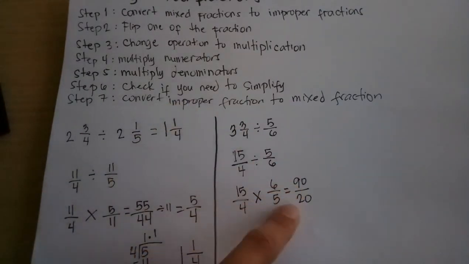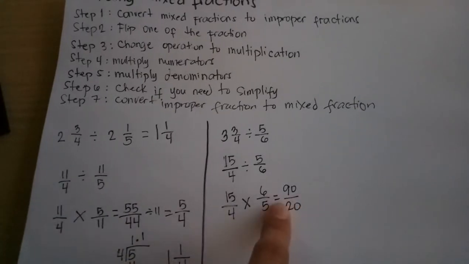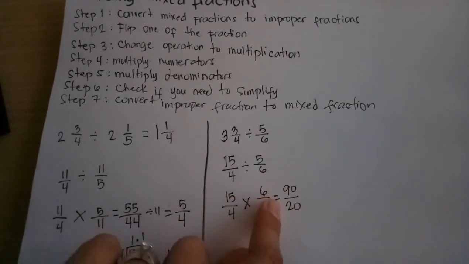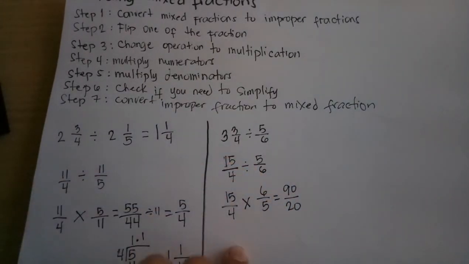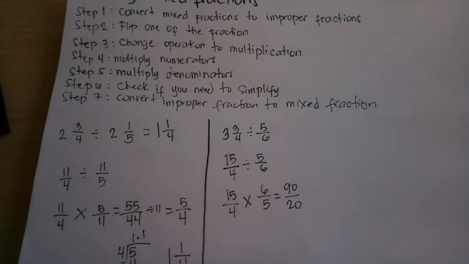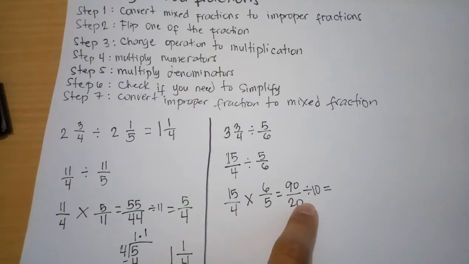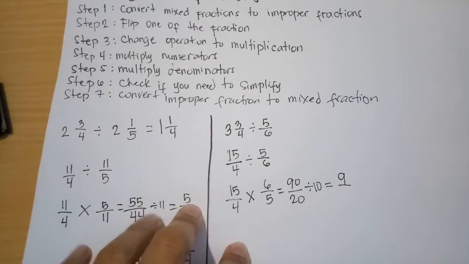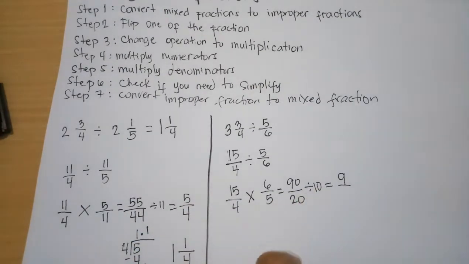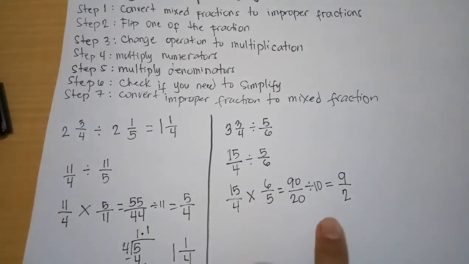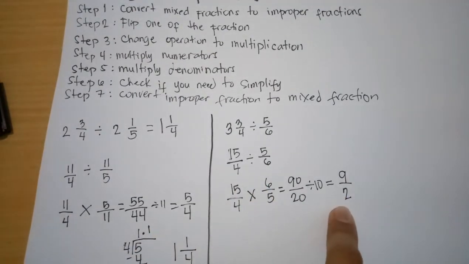Next step is to check if we need to simplify this. Yes, we need to simplify this because we can divide 90 and 20 by 10. So I'll just write here. 90 divided by 10 equals 9, and 20 divided by 10 equals 2. Now we have the answer 9 over 2. Do we still have to simplify it? No, we don't have to because this is our simplified form already.